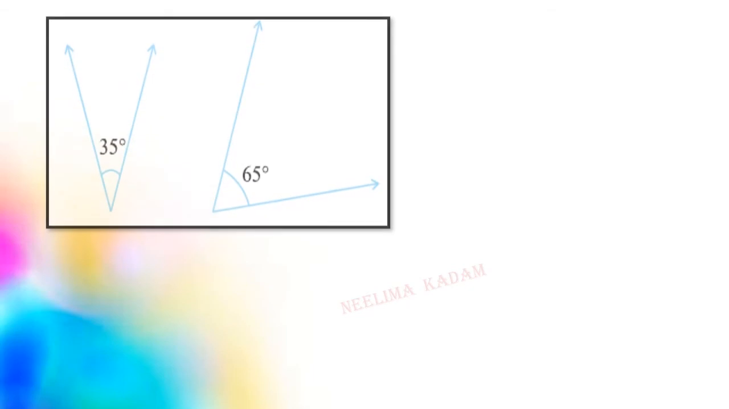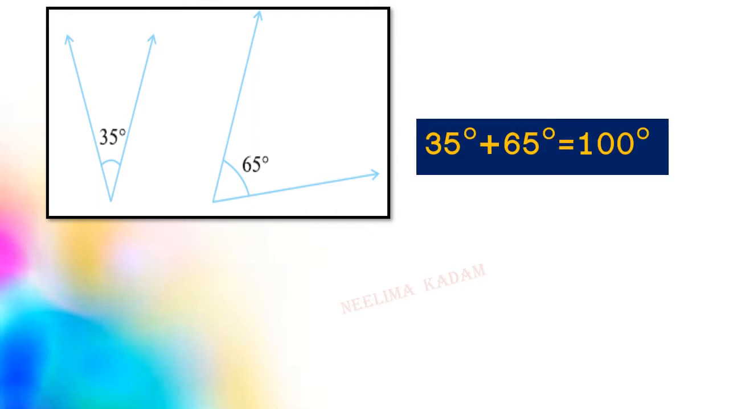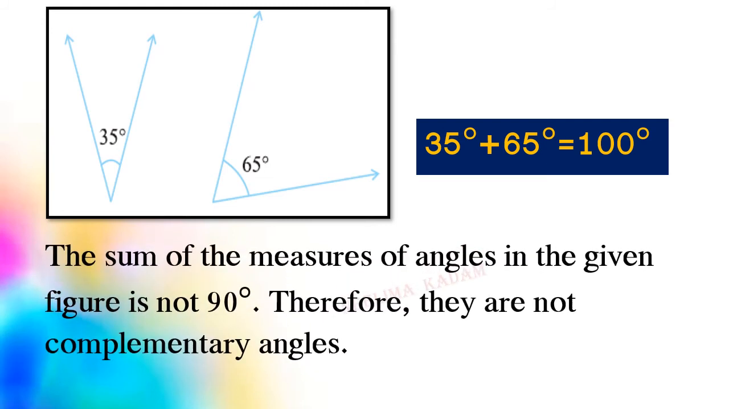Next figure. Now here you can see these are not adjacent angles. Let's add them together. 35 plus 65. Now here the sum of these two angles is not equal to 90 degrees, that is 100 degrees. Therefore these two are also not complementary angles. Okay.